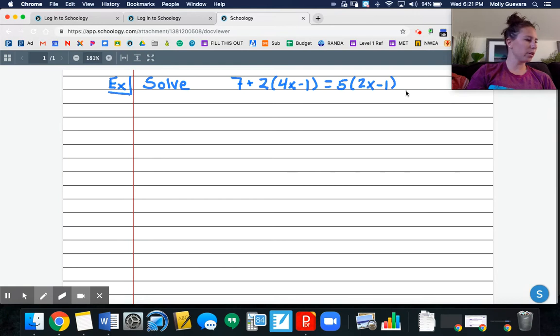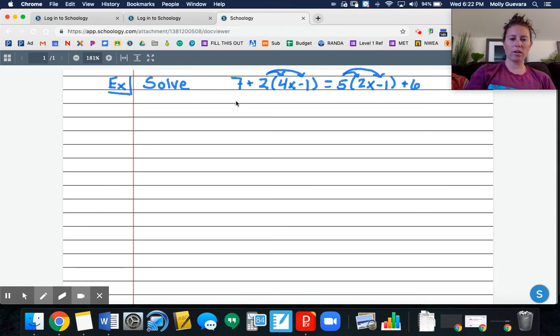Don't run out of room here. Okay, and then plus 6 at the end. All right, so here's our multi-step equation because it's going to take more than one step, right? The first thing I see here is that I have parentheses on both sides, so I need to distribute.